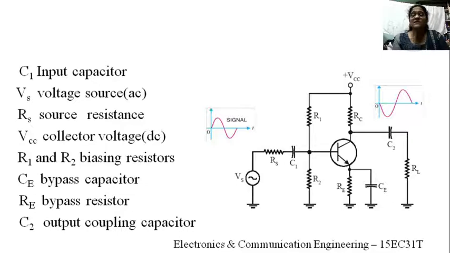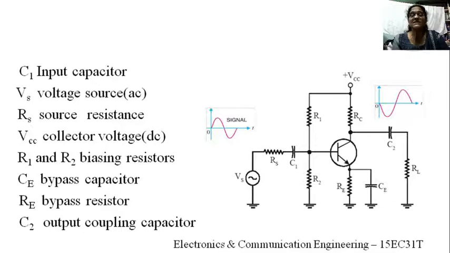If C1 is not used, what happens? Assume there is no C1. The input AC voltage is applied directly to the base of the transistor through Rs. What happens then? Whatever DC content is present in the AC signal also enters the base of the transistor for amplification, and the source resistance will shunt with R2, meaning it is in parallel with R2. So what happens to the biasing at that time? It may change the biasing conditions.